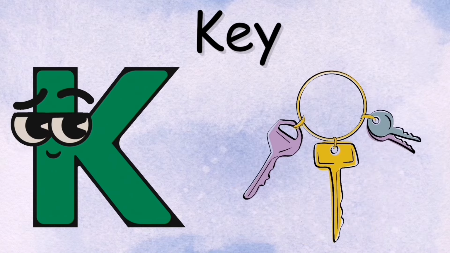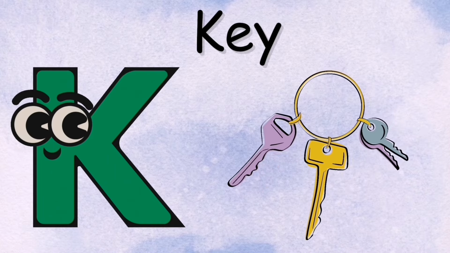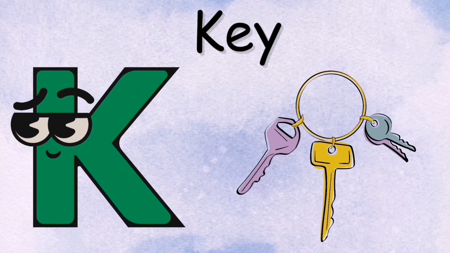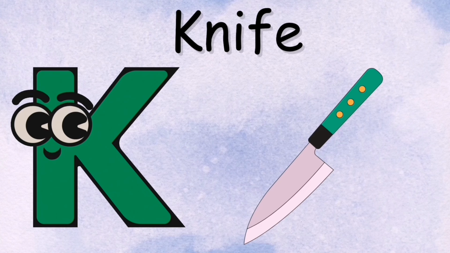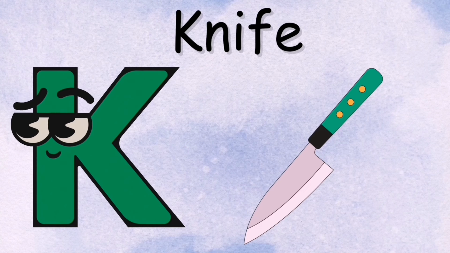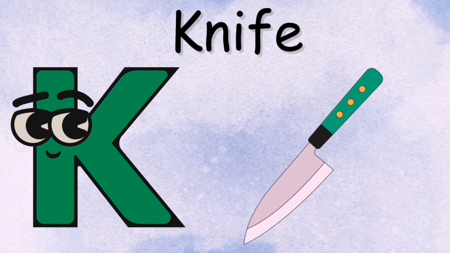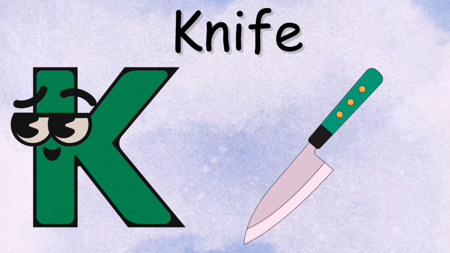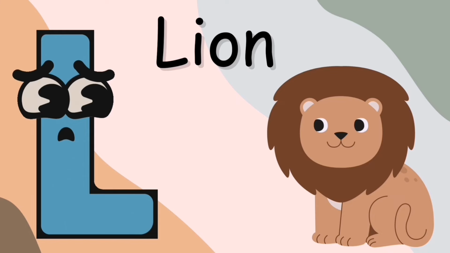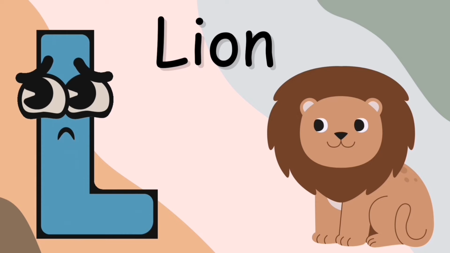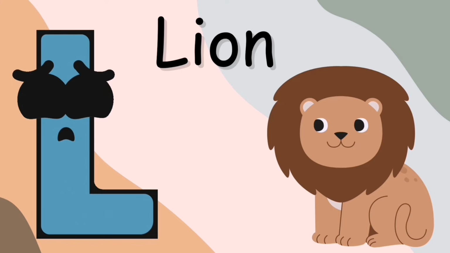K for key. K, K, key. K, E, Y. Key. K for knife. K, K, knife. K, N, I, F, E. Knife. L for lion. L, L, lion. L, I, O, N. Lion.